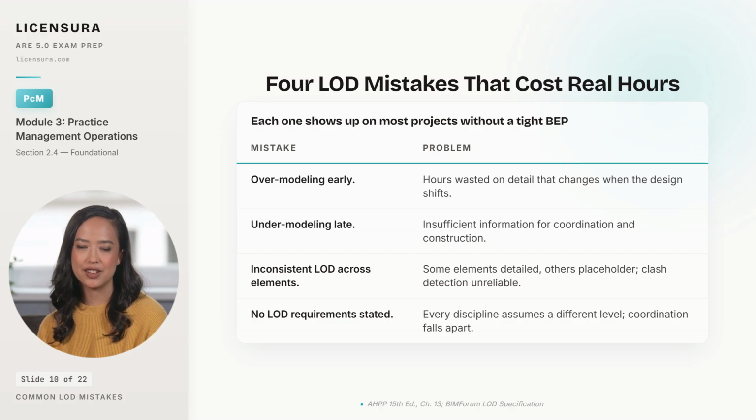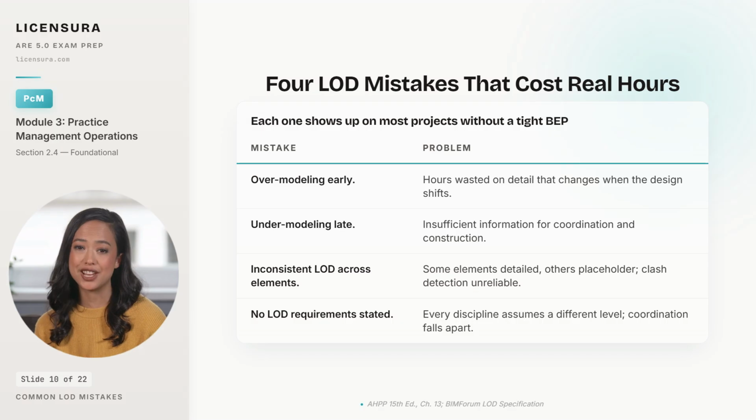Inconsistent LOD across elements is the silent killer. Some elements are at 300, others at 200, and the clash detection runs across a model where some conflicts are real and others are artifacts of the placeholder geometry. The team stops trusting the report, and no LOD requirements stated at all is the worst starting condition, because every discipline assumes a different level and coordination falls apart before it even starts.